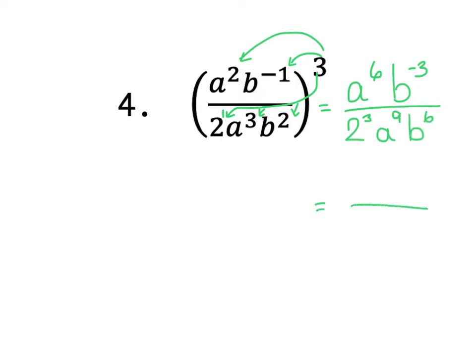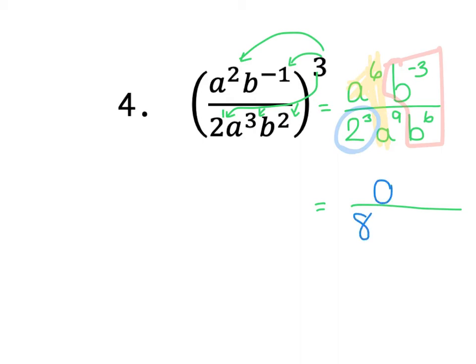Now, I'm going to start cleaning this up. I will take my top exponent minus my bottom exponent for each of my like bases. So the a's and then these b's here. All right, and then this 2 to the 3rd on the bottom would just stay on the bottom, but 2 to the 3rd would be 8.